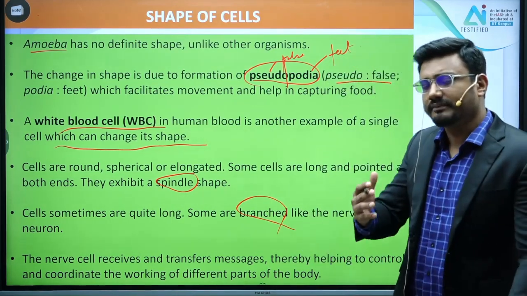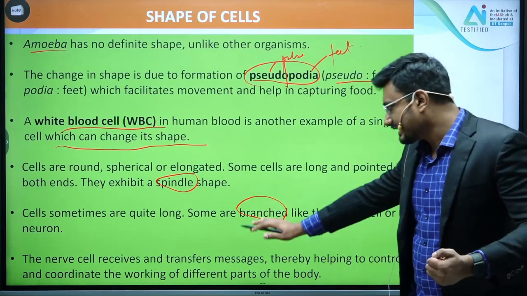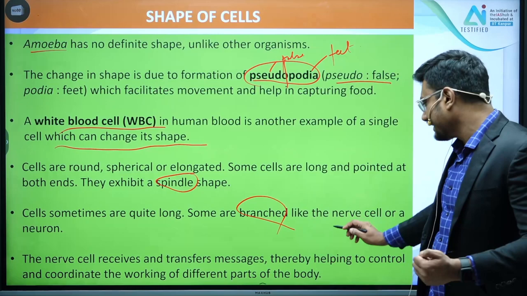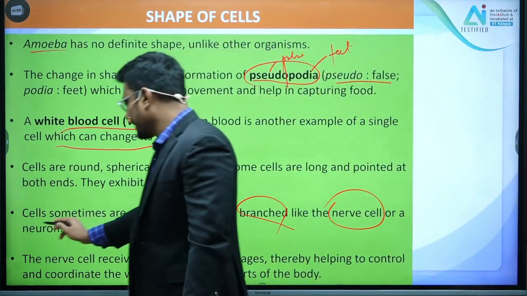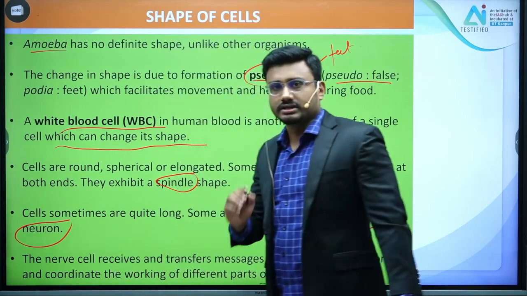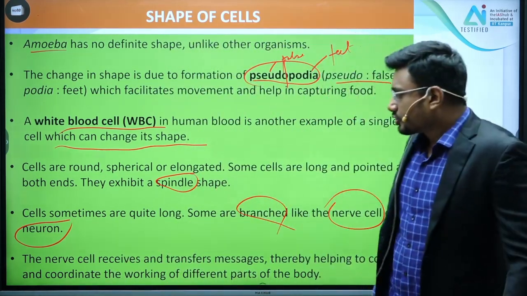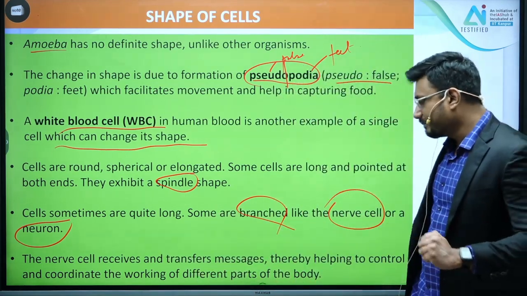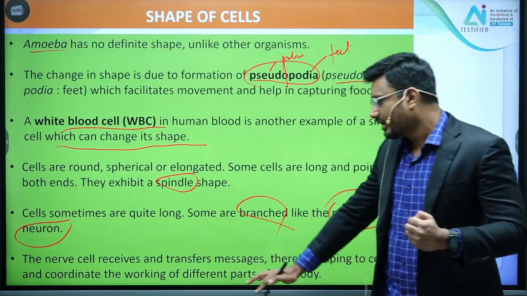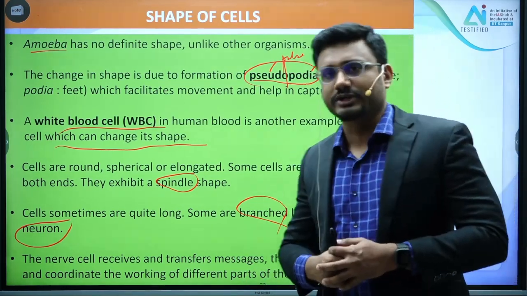Now let's go through them. Which cells are the branched cells? Some cells are long and branched, like the nerve cell or a neuron. This is very important, that a nerve cell or neuron is a branched cell. The nerve cells receive and transfer messages, thereby helping to control and coordinate the working of different parts of the body. Now let's move on to the next slide.